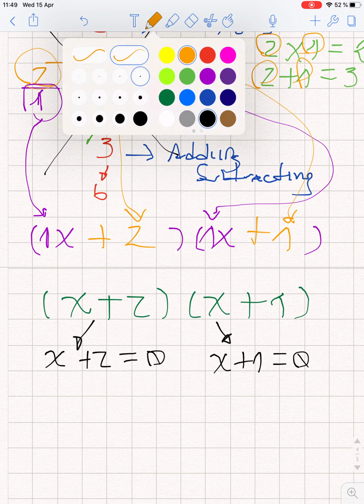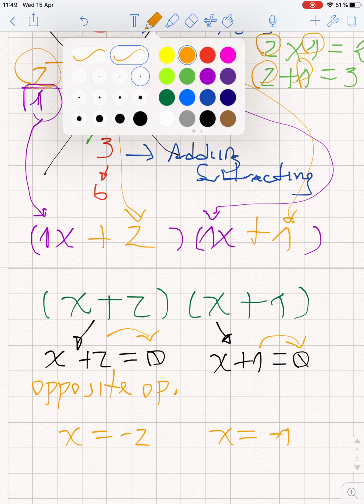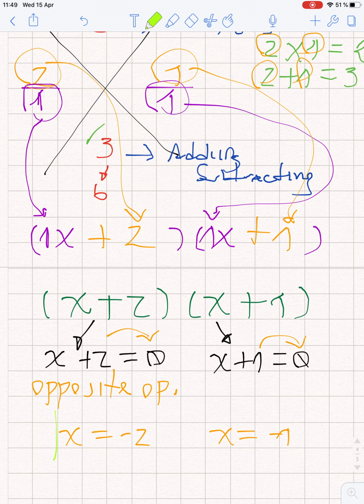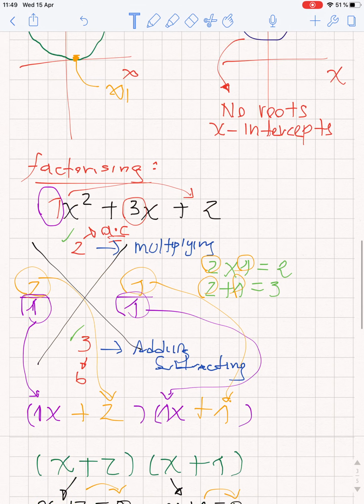And in this case, we need to apply opposite operations. That means having this +2 to the other side is -2, and taking this +1 to this side is -1. And then we can get the roots, okay? That is the process for the x-intercepts.